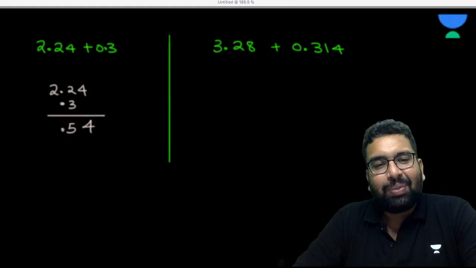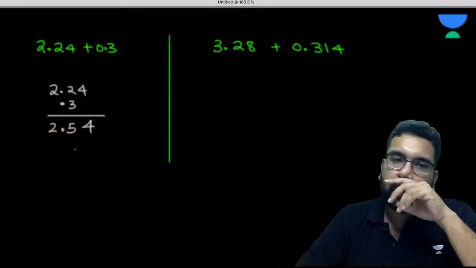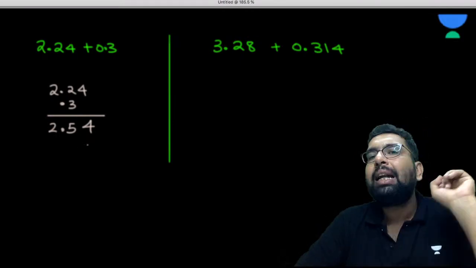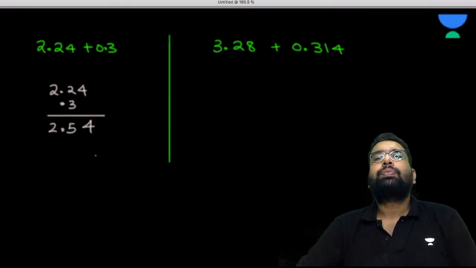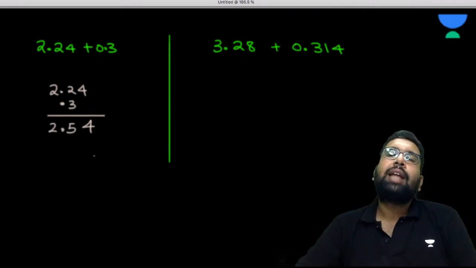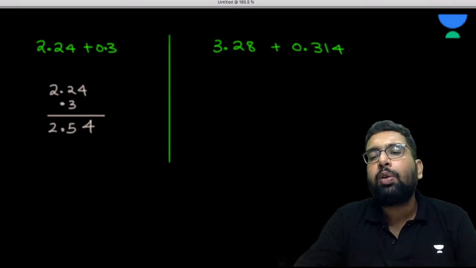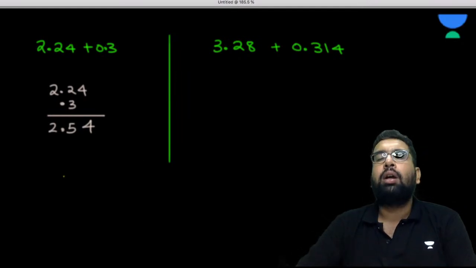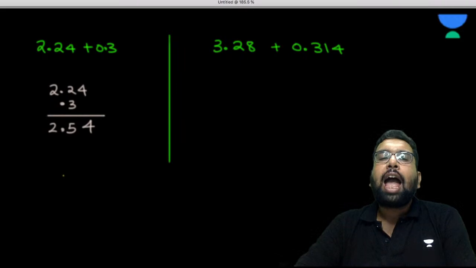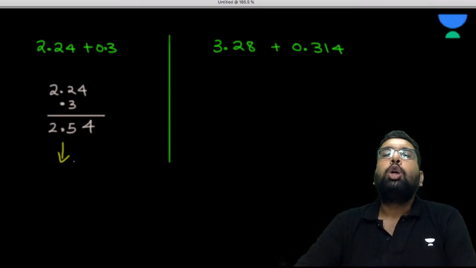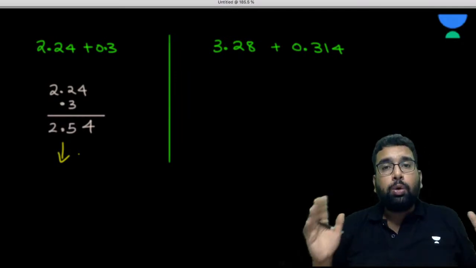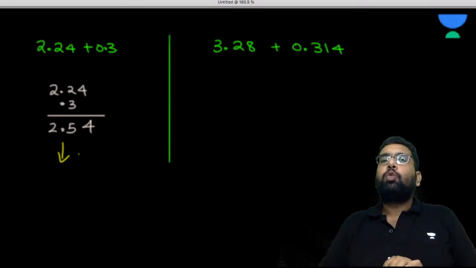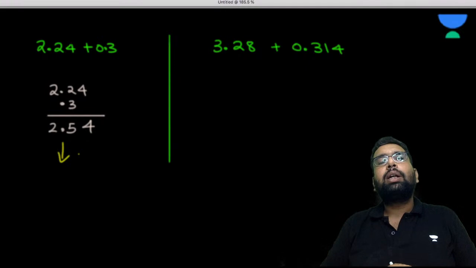Please note that we have it as 2.54. Now, is it the right answer? Are you going to give this as the final answer? No, sir, we are not going to give this as the final answer because we have to reduce this answer to one decimal place. Why do we need to reduce it to one decimal place?